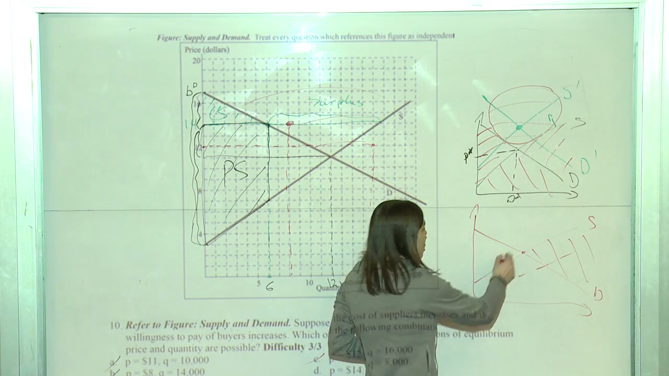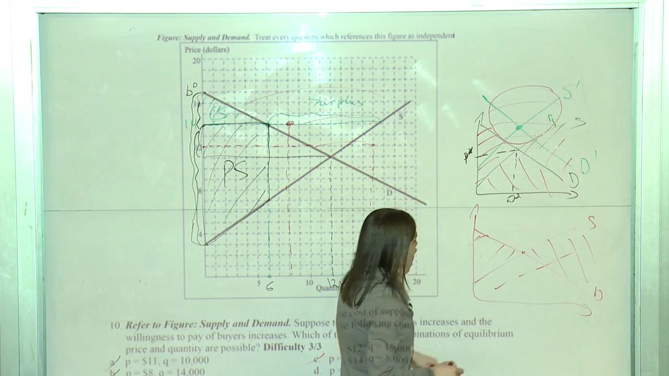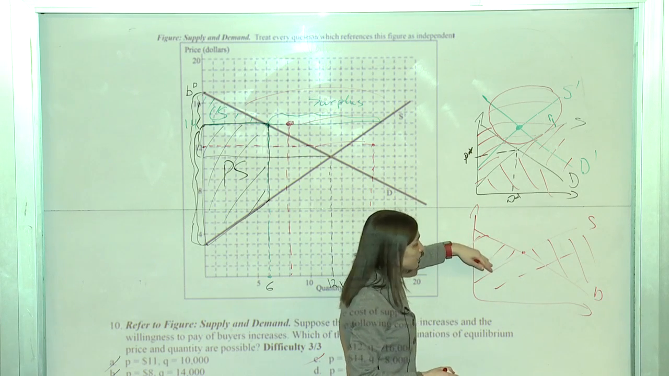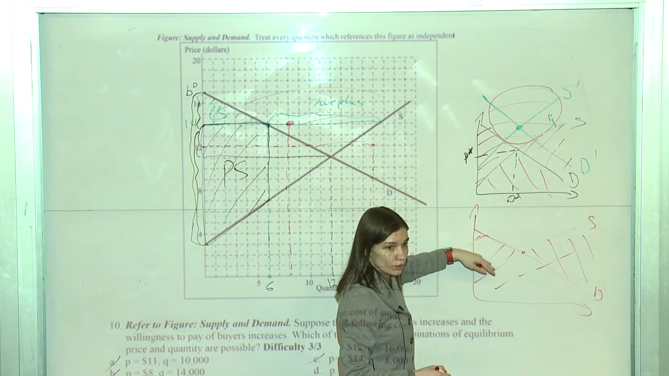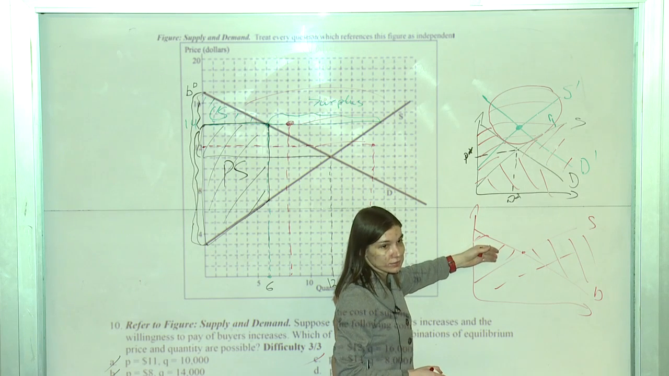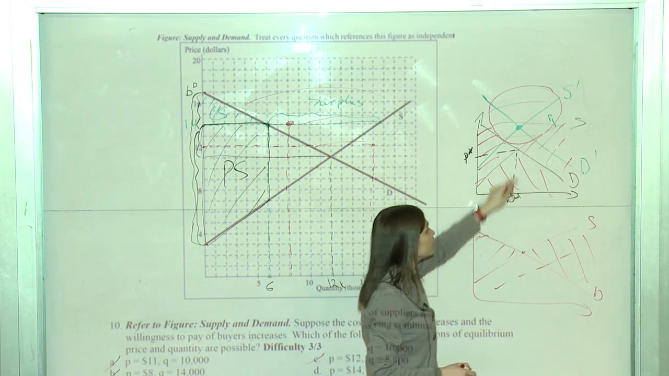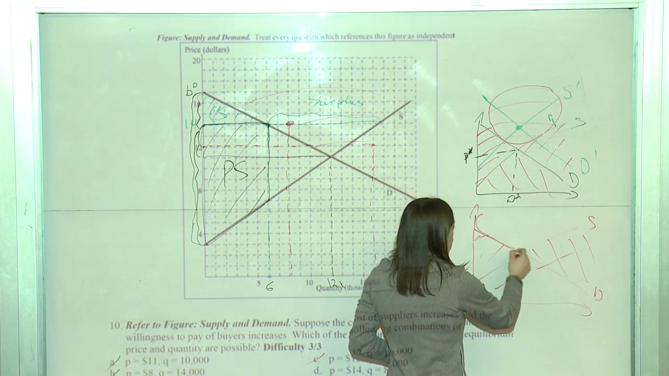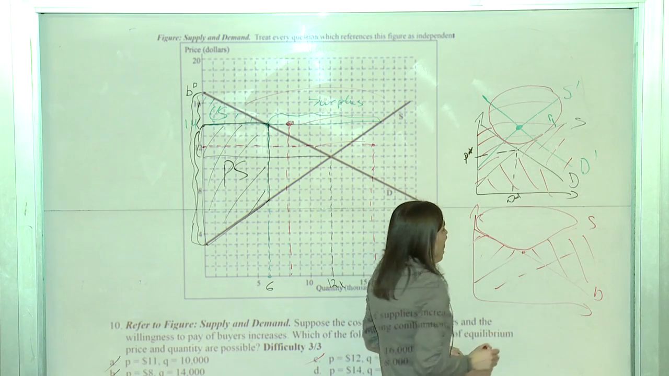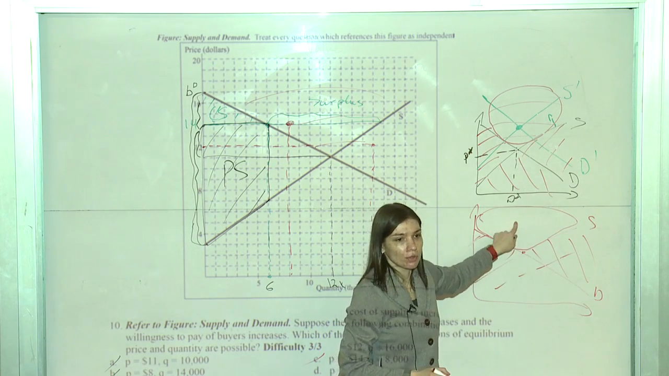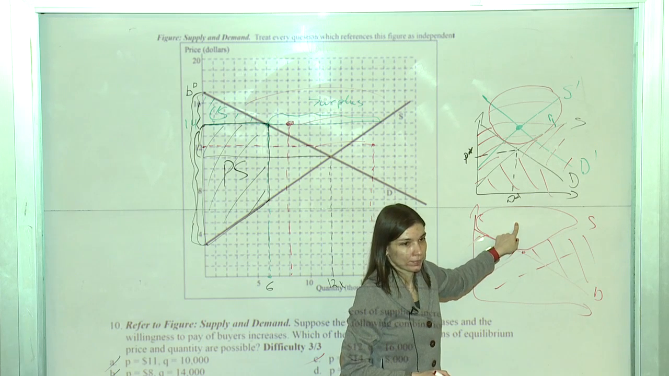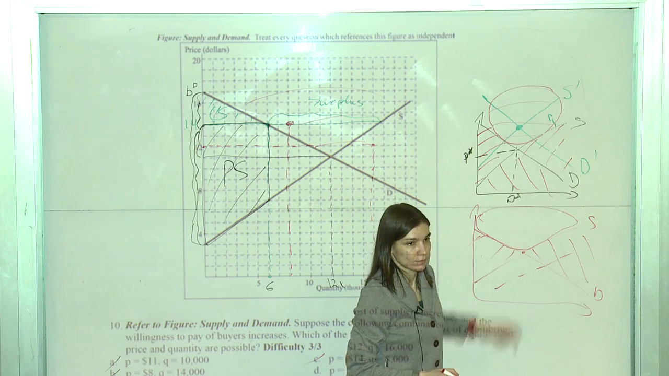And to end up in this quadrant, demand needs to go to the left, but we know it doesn't. All right, so the only possibility is in this quadrant over here. We don't know exactly where, but we know we're going to be in there somewhere. Does that make sense?